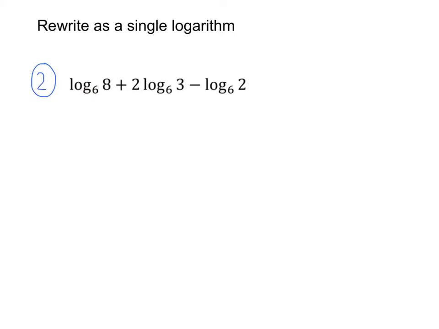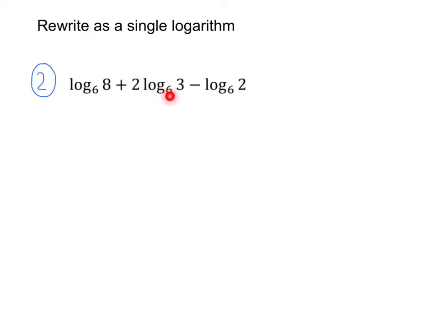Let's look at another one. I have log base 6 of 8 plus 2 times log base 6 of 3 minus log base 6 of 2. One thing I want to mention, I think I mentioned this earlier, but these properties only work when everything has the same base. So you can only use this when we have the same base.